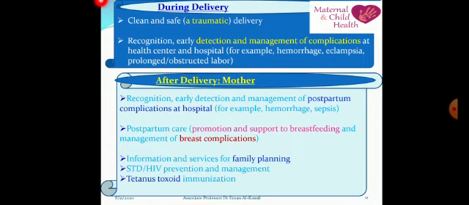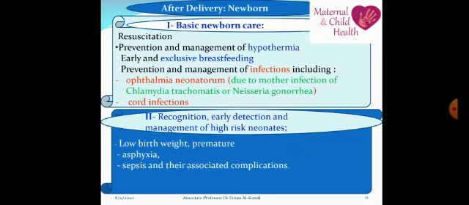So we are going to manage her and also promote breastfeeding immediately after birth, and follow up if the mother has any complication of the breast such as engorgement or a cracked nipple, and it is important to treat these complications. Also give her information about family planning as we mentioned, and prevention and treatment of sexually transmitted diseases and tetanus toxoid immunization.